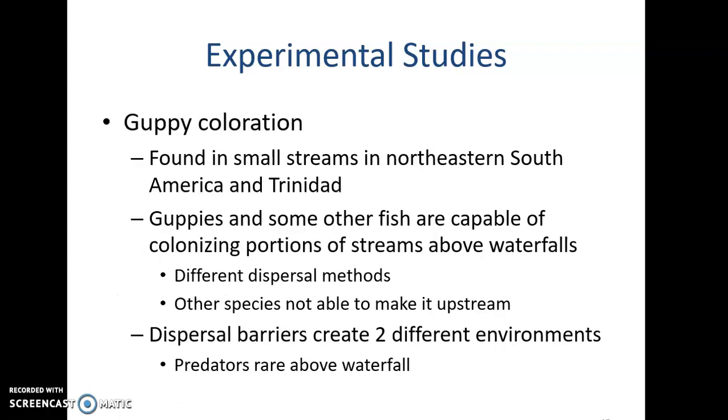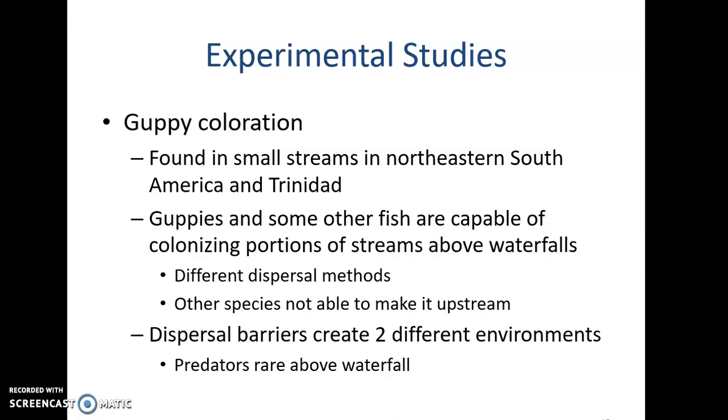One example is looking at fish. The coloration in guppies, which are common aquarium fish, but they're found naturally in small streams in South America as well as Trinidad. Guppies and some other fish are capable of colonizing portions of streams above waterfalls, basically getting over that waterfall and getting into the pond above the waterfall. They have different dispersal methods. Guppies are capable of swimming through secondary streams whenever it rains heavily. Guppies are really good at swimming upstream through these streams. Other species may not be able to make it upstream.